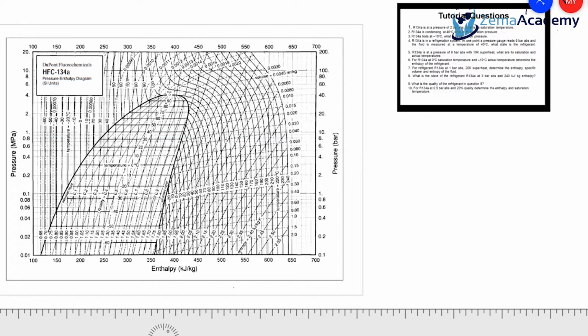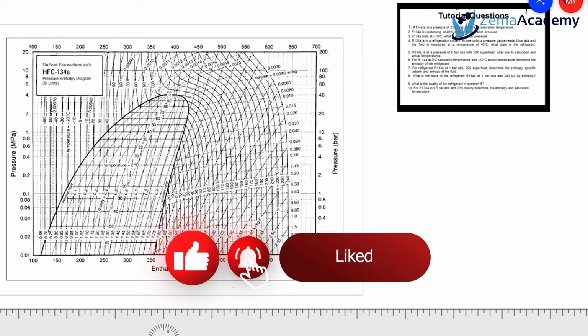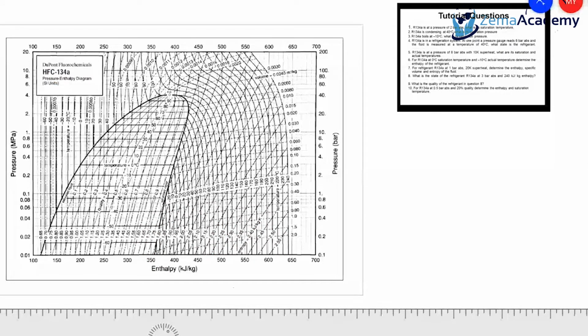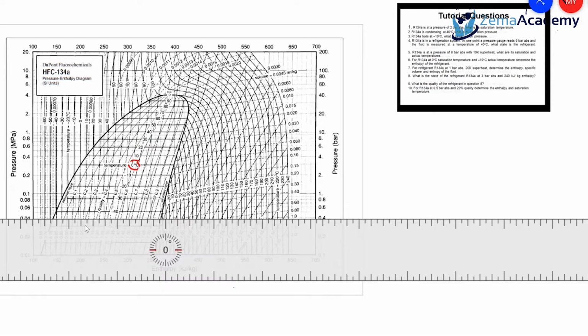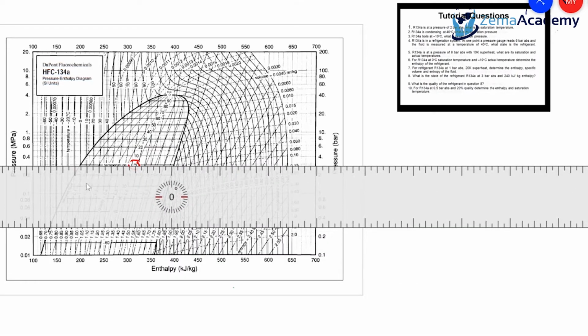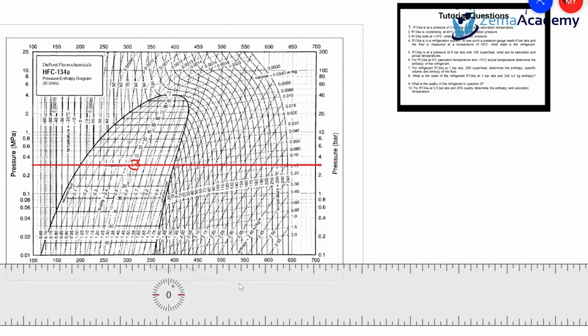So let me read it. It says for R134a at 0 degree saturation temperature, so we know the saturation temperature, and minus 10 degrees C actual temperature, determine the enthalpy of the refrigerant. So what do we have? We know two pieces of information here, the saturation temperature and also the actual temperature. So our 0 is there. If I draw a horizontal straight line from where our temperature is, the other information that we know is our actual temperature, minus 10 degrees C.